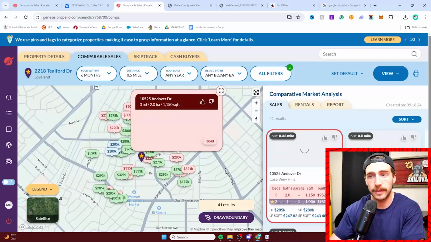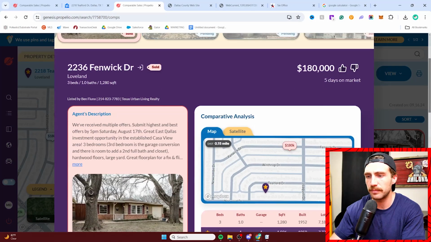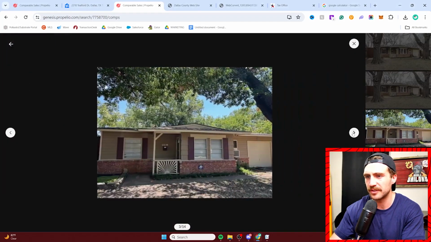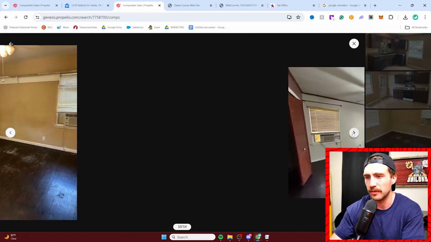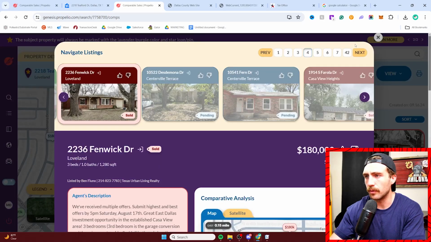We're going to flip back to Propelio. And here, look, this house is very similar. It's actually a little bit bigger. Inside is very rental average. I mean, check this out. This is just your average rental property. It's not ugly by any means, but hey, it's not beautiful, right? It's fine. This property sold for $180,000, which tells me that if our property's in the same condition and we're paying $200,000, we're paying maybe a little bit too much.